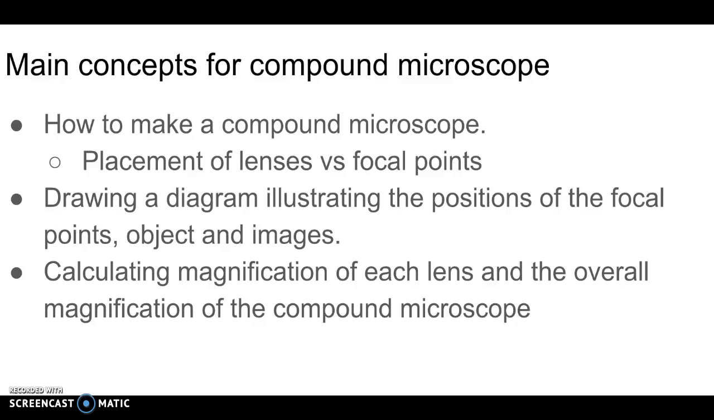The main concepts for part 2 of the lab, which is making a compound microscope, are, first, how to make a compound microscope, and particularly the placement of the lenses versus the focal points of both the objective and the eyepiece lens. Second, drawing a diagram illustrating the positions of the focal points, object and images, and lenses. And finally, calculating the magnification of each lens and the overall magnification of the compound microscope.